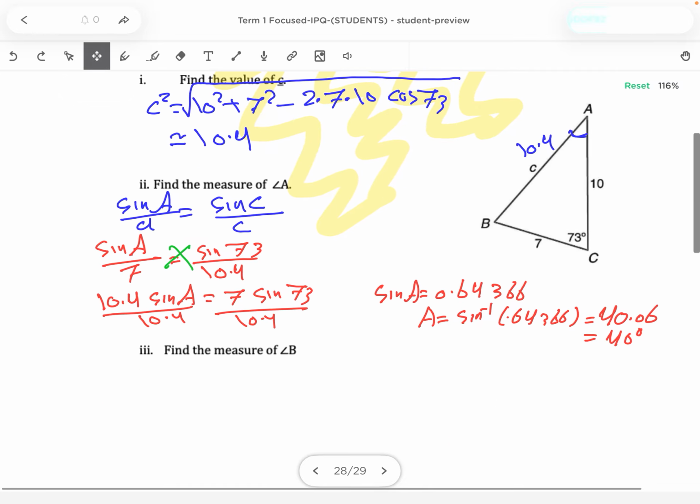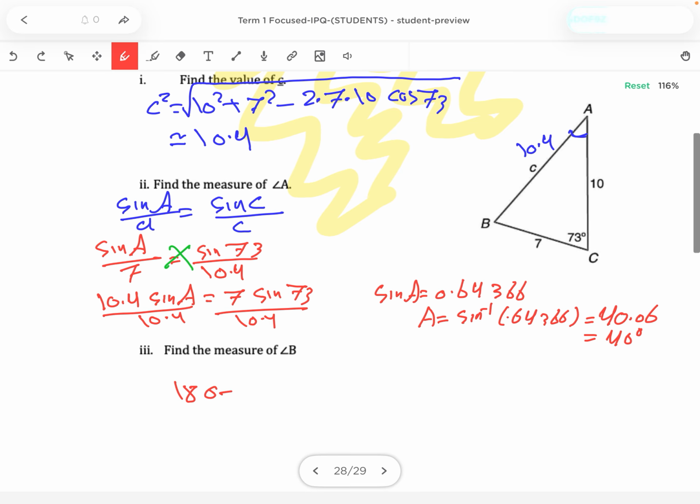Measure of angle B will be 180 minus 73 minus 40. 180 minus 40 minus 73. And the answer will be 67 degrees.